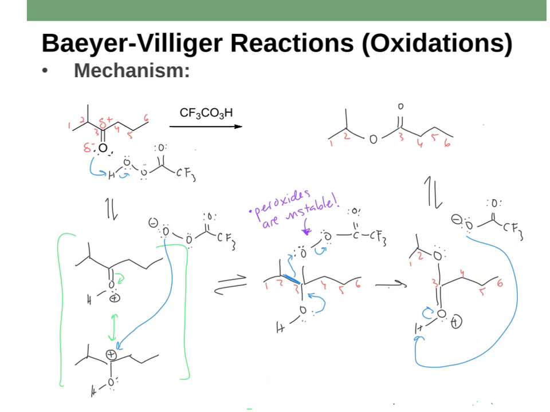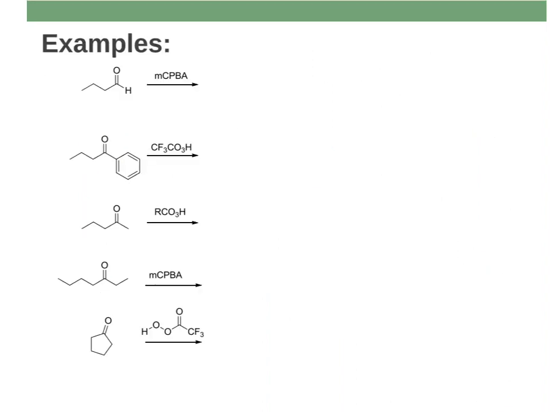And so you form that and your CF3CO2H. Right now it's just a regular carboxylic acid. That's the mechanism of the Baeyer-Villiger. You should know this mechanism. Now for some examples, right?